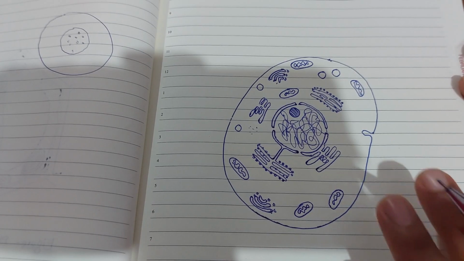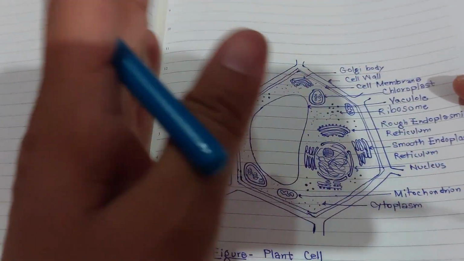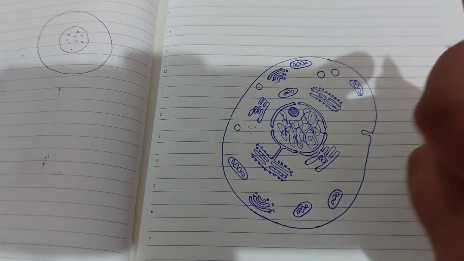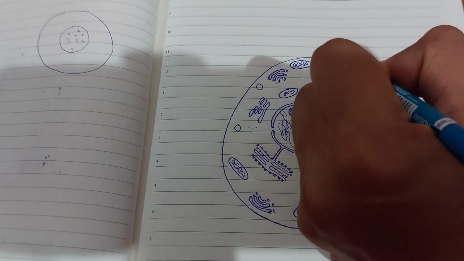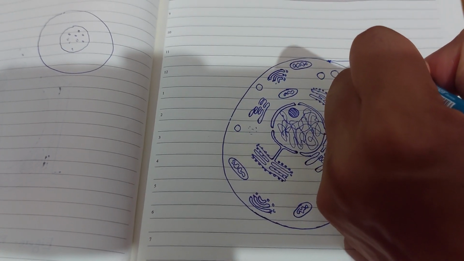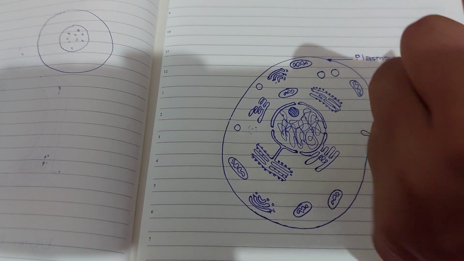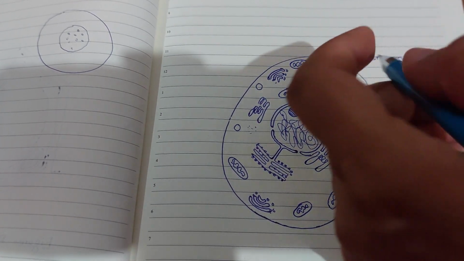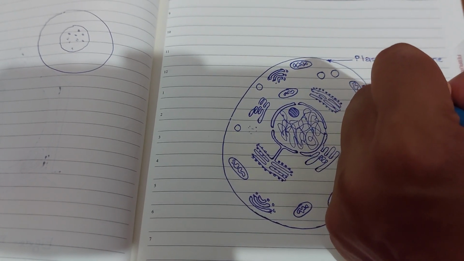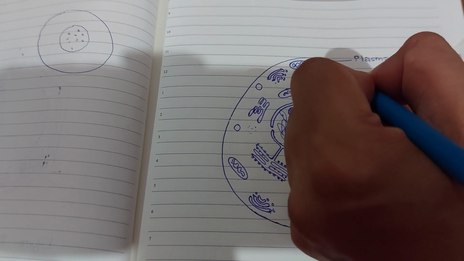So I will label this by following the same pattern. I will label on the right side. Okay, so here is the outermost layer, which is called cell membrane or plasma membrane. Next we are having this mitochondrion, or mitochondria we can label. These are lysosomes.